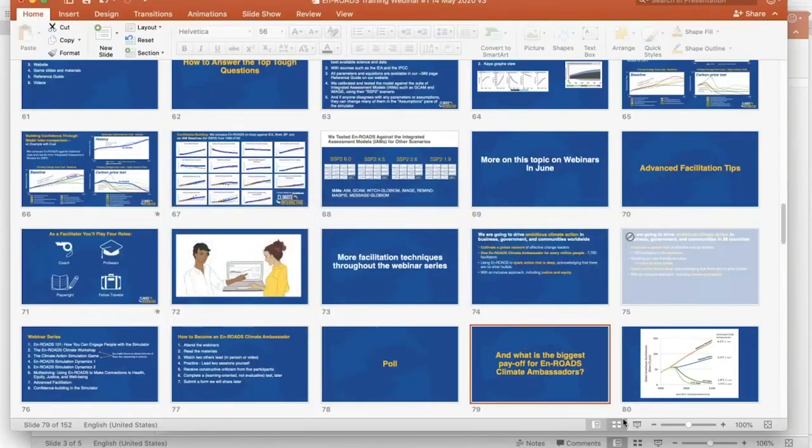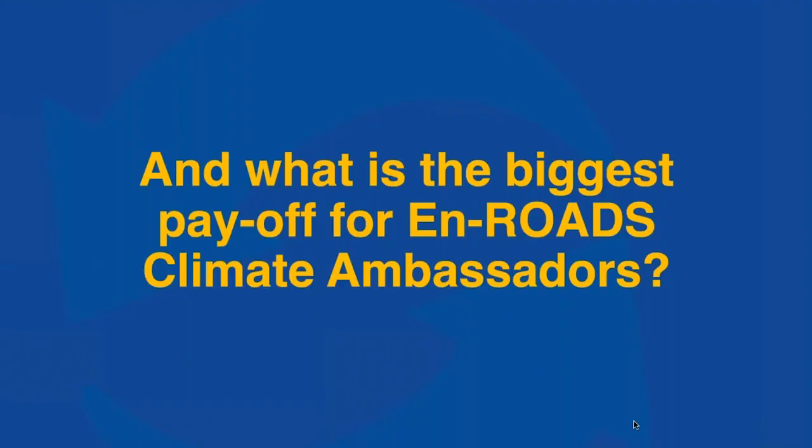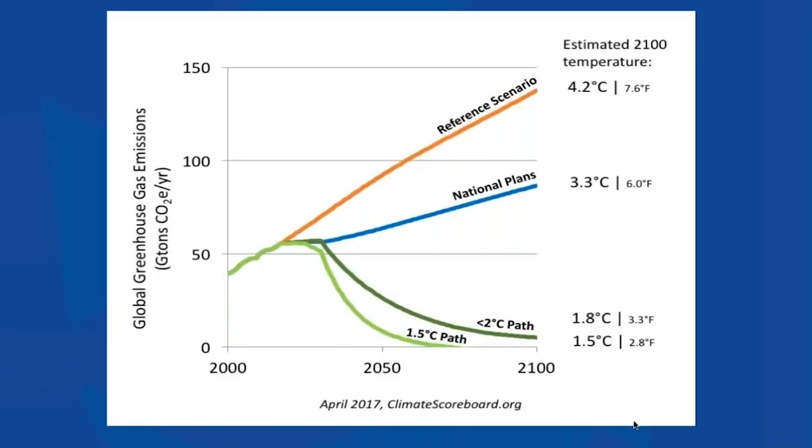Overall, though, what is the biggest payoff? Why should you do this? You don't want just your name on some silly website. What you want, of course, is to be part of what humanity is doing today, which is bending this curve from the red line of this reference scenario, towards a world we don't want, towards these green lines of well below 2 degrees with an effort to get all the way to 1.5.